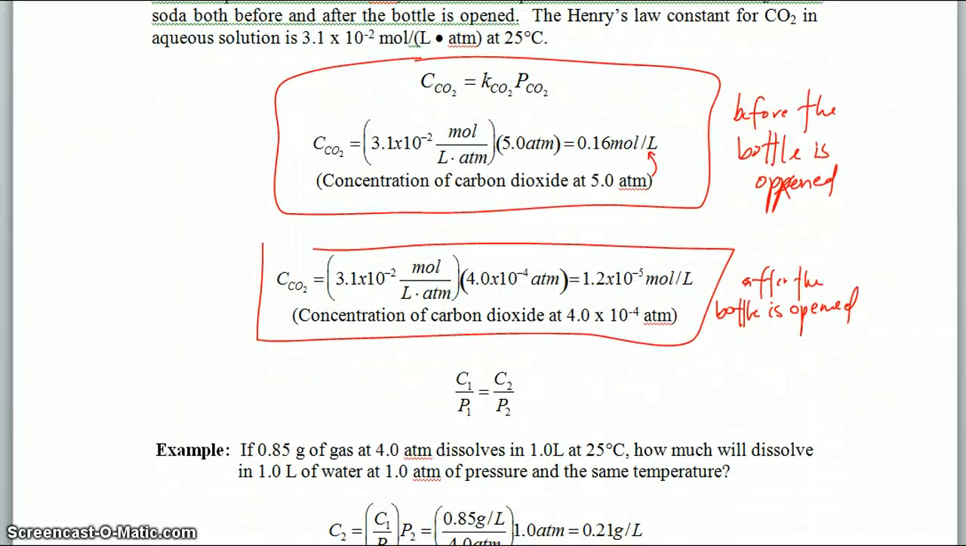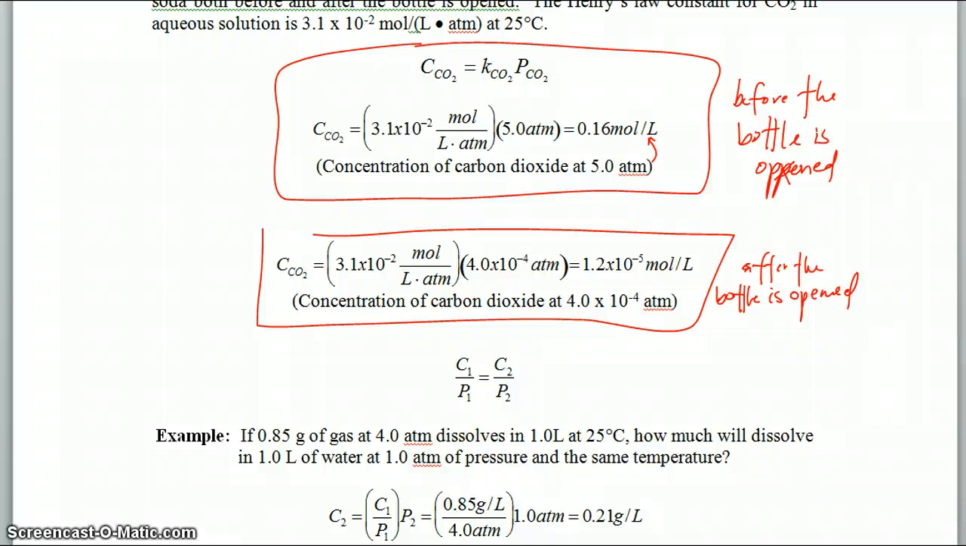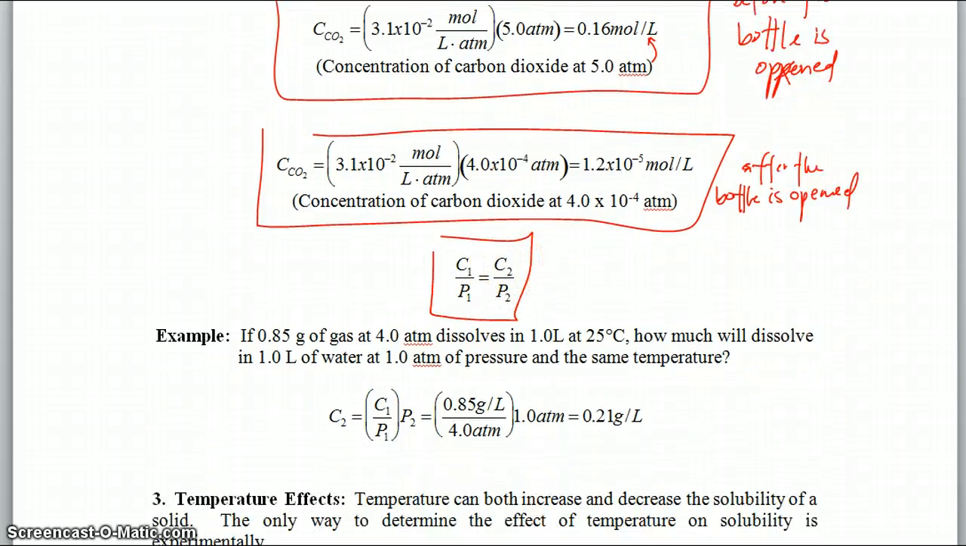What's interesting about this is that we can set up an equality like this, where the concentration and pressure are related directly, but it's essentially like an initial and final setup. And you can set it up this way because the constant doesn't change. So you could solve for a variable there if you needed to.